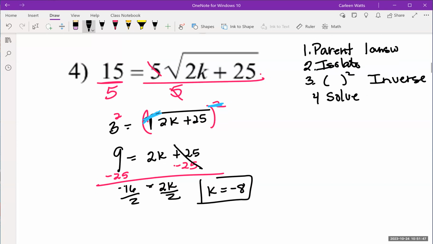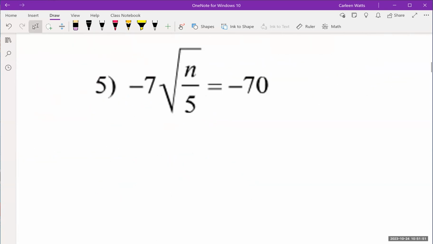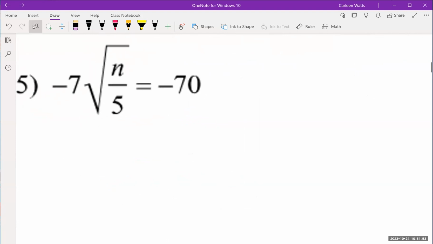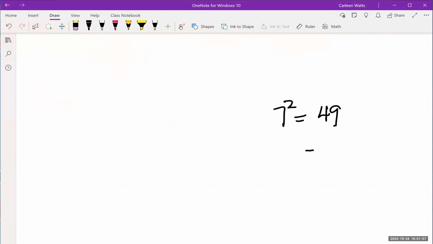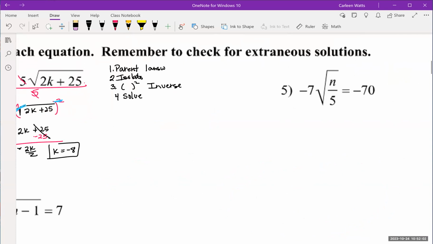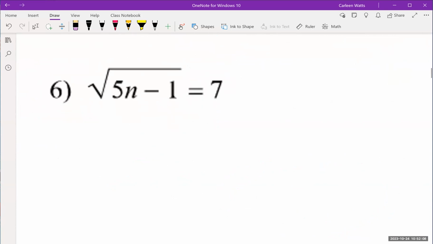Okay. Let's do another one. You know what? Let's do a simple one. Not quite so complicated. Wait, is this one simple? Okay, we're going to do number 6 and then we'll go back to number 5.